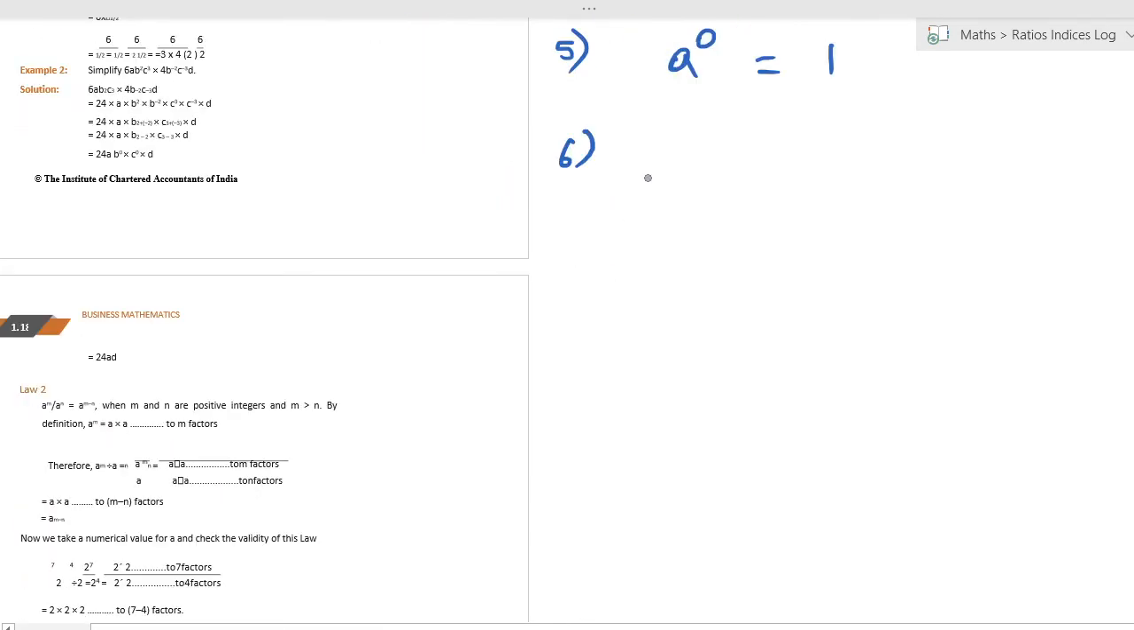So if I say a power minus m, it will be 1 by a power m. If I say a power m, I can write it as 1 by a power minus m. Okay.